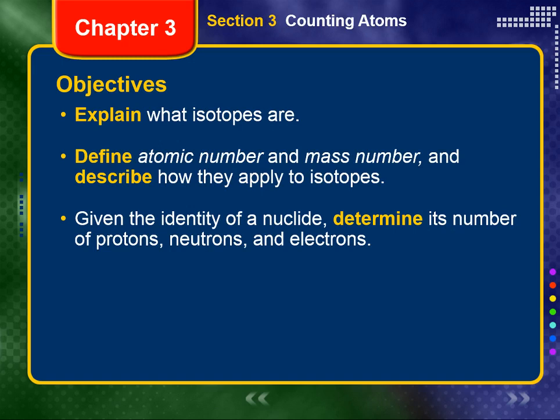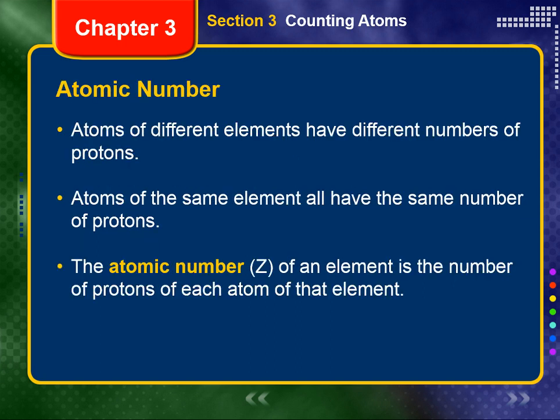At the end of this video, you should be able to explain what isotopes are, define atomic number and mass number and describe how they apply to isotopes, and, given the identity of a nuclide, determine its number of protons, neutrons, and electrons. Chapter 3, Section 3, Counting Atoms.